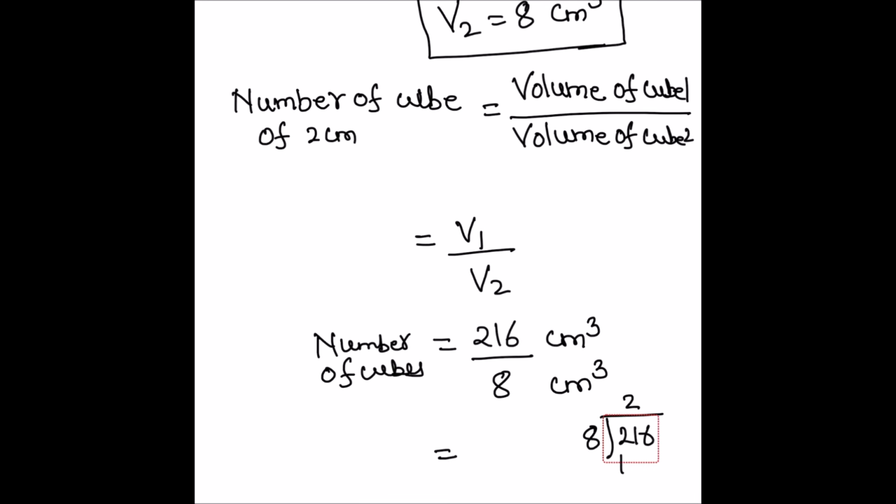8 times 2 is 16. We have 5 here and this is 0. Then we'll drop down 6. And 8 times 7 is 56. So our answer is 27. So number of cubes is 27.